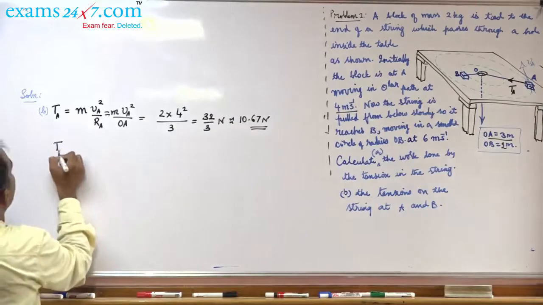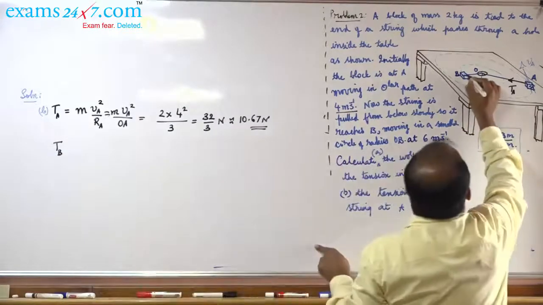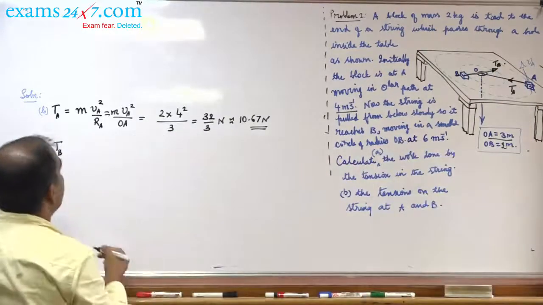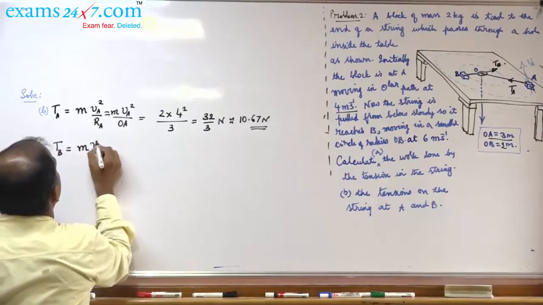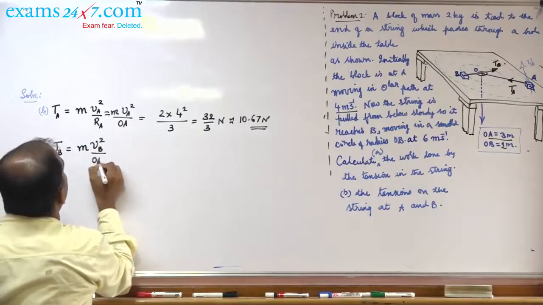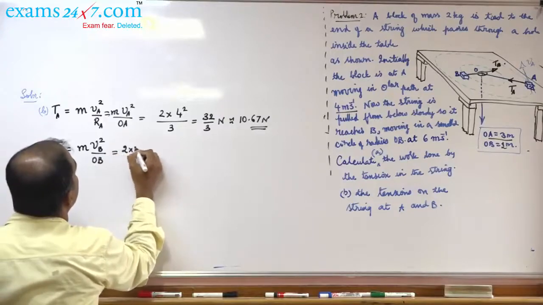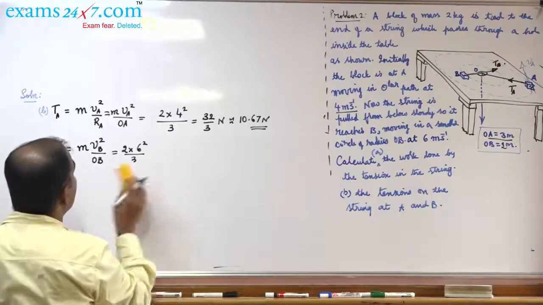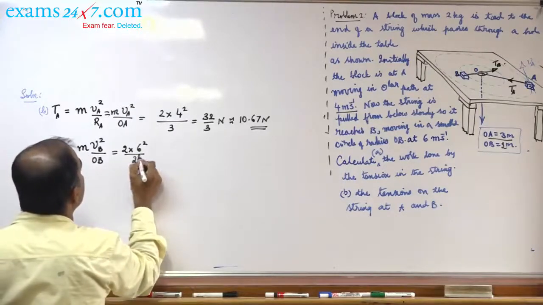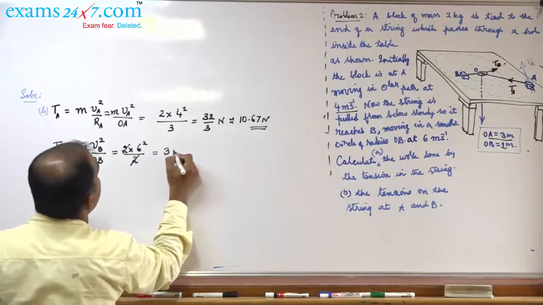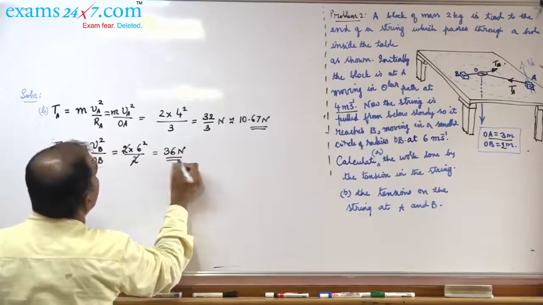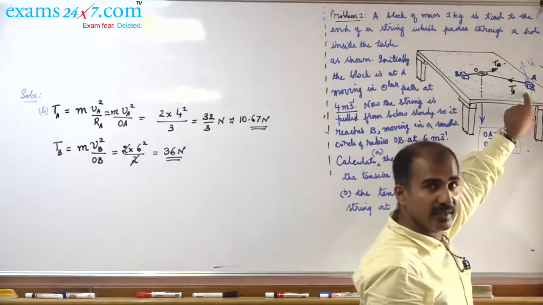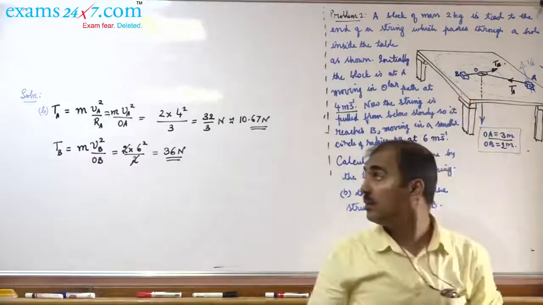Let us find out the tension at point B. At point B, the tension TB is again the centripetal force acting on the block. So again it is mass times VB square divided by OB. So 2 times VB square, which is 6 square, divided by 2 now. The radius has reduced, 2 and 2 cancel out. 6 squared is 36 Newton. You can see that the tension has increased from as low as 10.67 Newton to as large as 36 Newton.